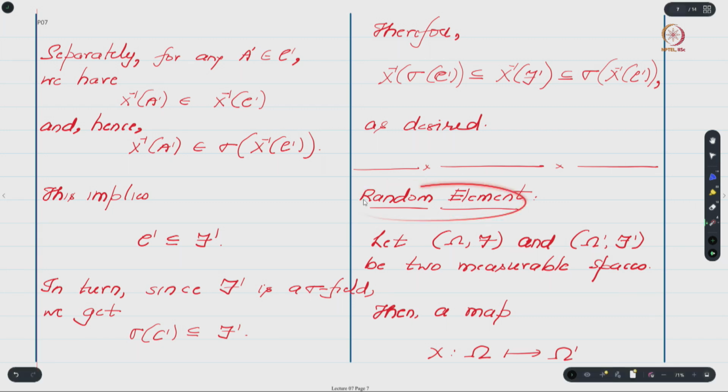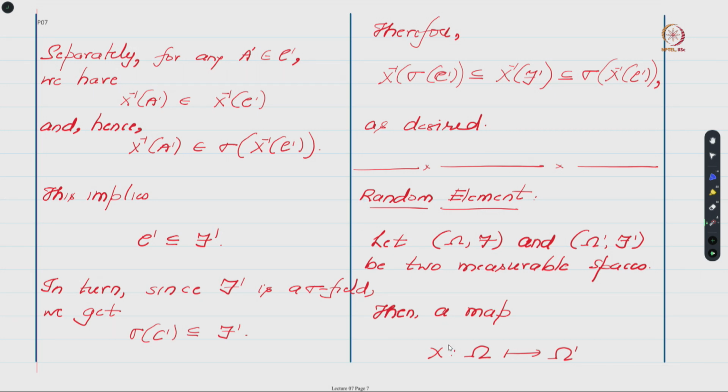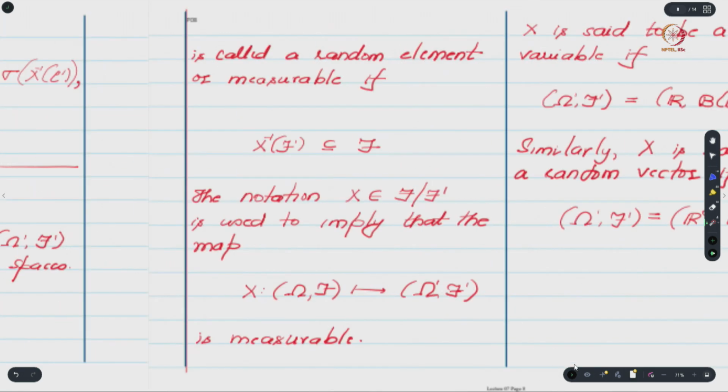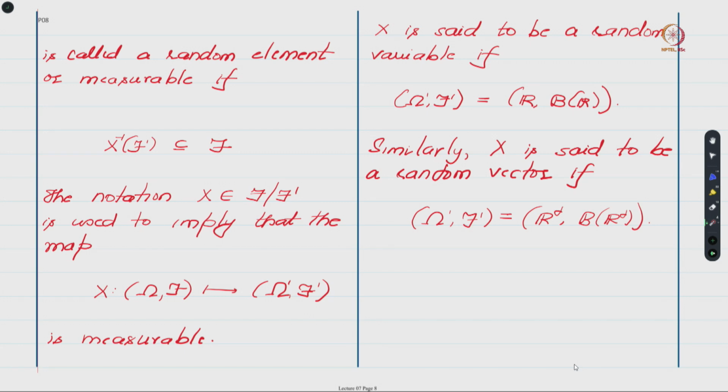So at this point we want to define a random element. What is a random element? Well, a random element is something that we will denote by this letter x, which is a function which will go from omega to omega prime, okay, and it satisfies the following property, that is x inverse of f prime is a subset of f. Okay, so let us understand this a bit more.